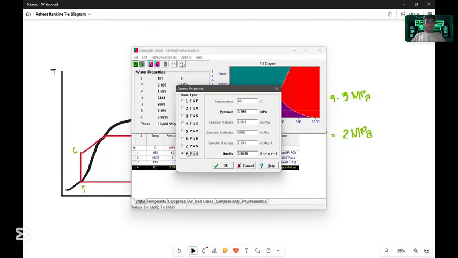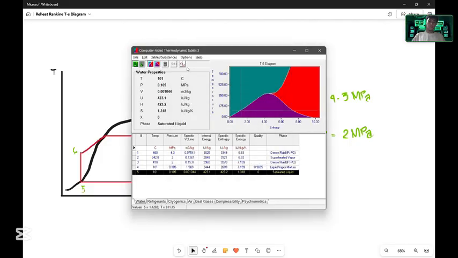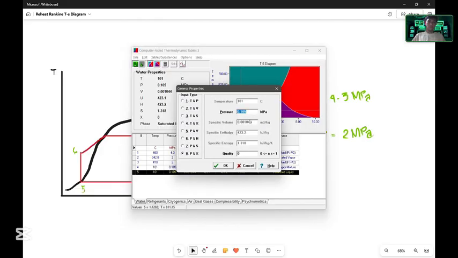Select PX. Since state 5 and state 4 are at equal pressure, 0.105 will remain constant, and we know that state 5 is a saturated liquid phase, so quality is 0. And then press OK. Next is the last state, which is state 6.